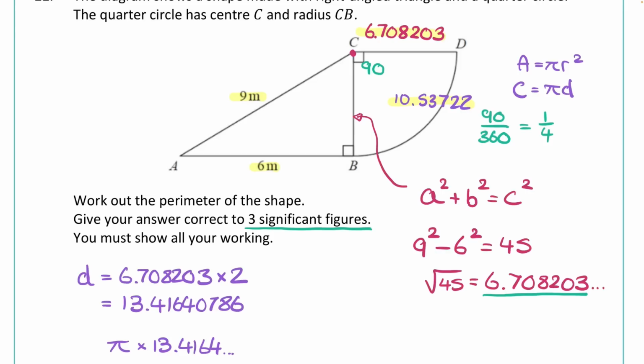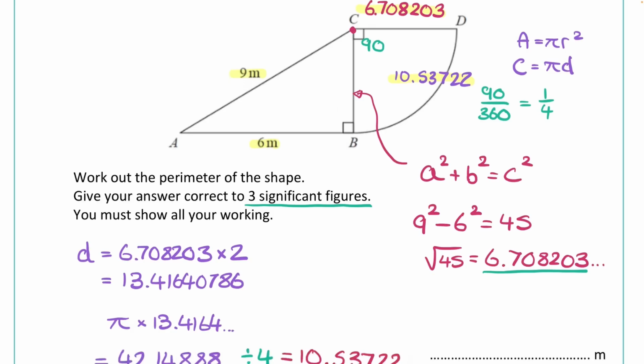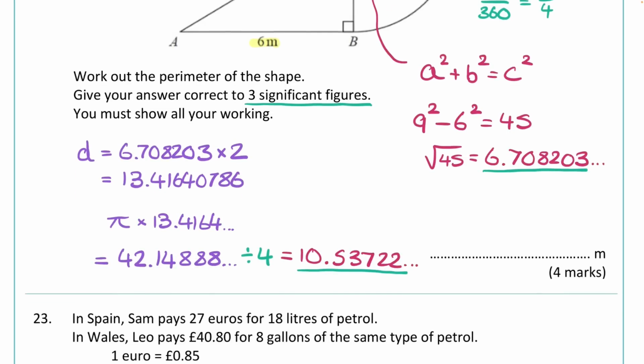9 plus 6 plus 10.53722 plus 6.708203 equals, and we get our final answer, which comes out as 32.245423, and to three significant figures, 32.2. And there we go, 32.2 is our final answer.